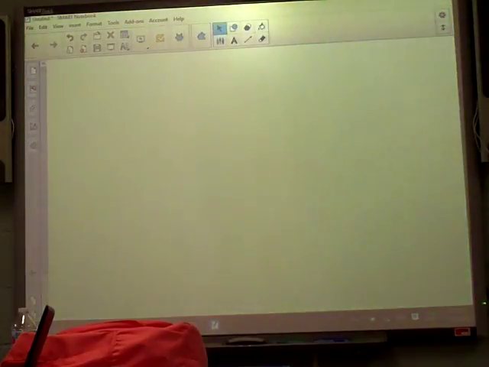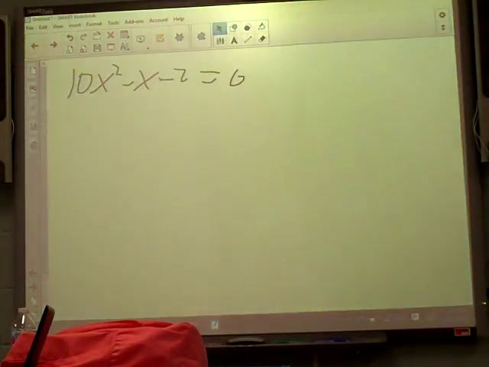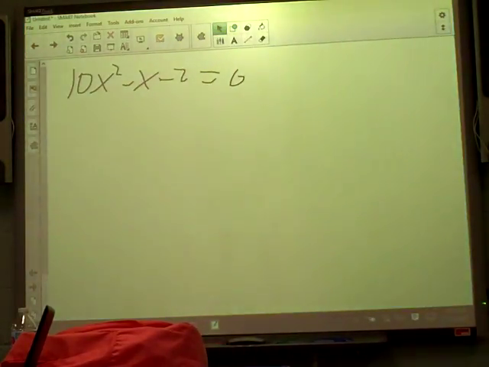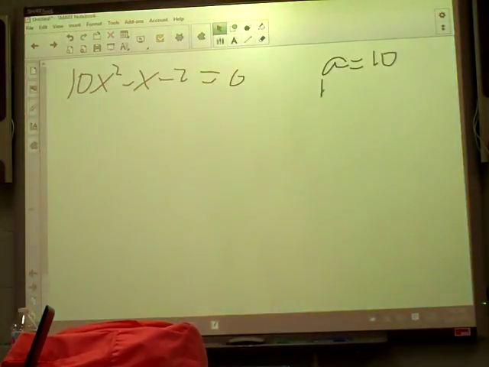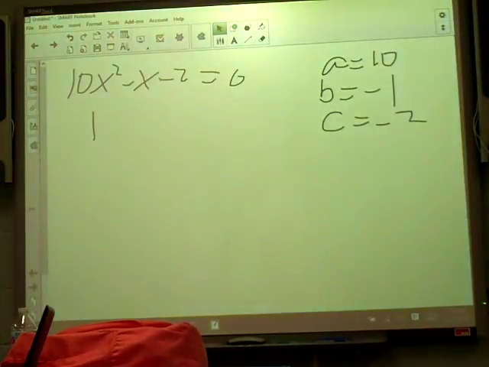Alright, so here I've got 10x squared minus x minus 2. The directions say tell the number and type of solutions. So it doesn't say solve, so I don't care what they are, I want to know how many and what kind. So I'm going to take the shortcut and just do the discriminant. So my A will be 10, my B will be negative 1, and my C will be negative 2. B squared, negative 1 squared is 1, minus 4 times A times C.